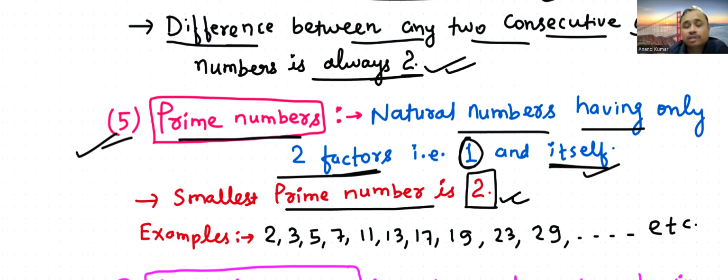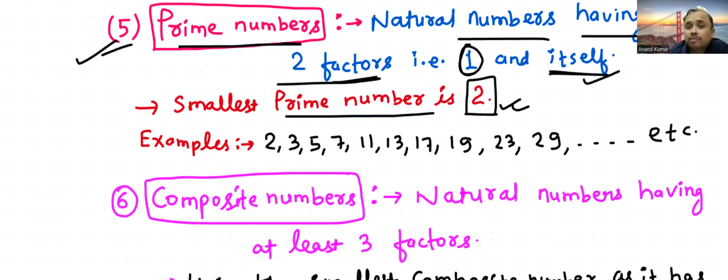That's why 2 is a very unique number. It is even as well as prime, both. And the thing to remember here is that 2 is the only even prime number possible. Examples of prime numbers are 2, 3, 5, 7, 11, 13, 17, 19, and so on. There is no particular sequence between any two consecutive prime numbers like what we saw in the case of even numbers, odd numbers, natural numbers, and whole numbers.